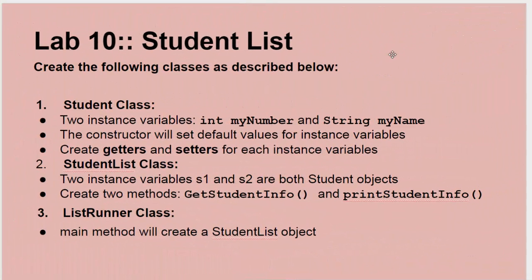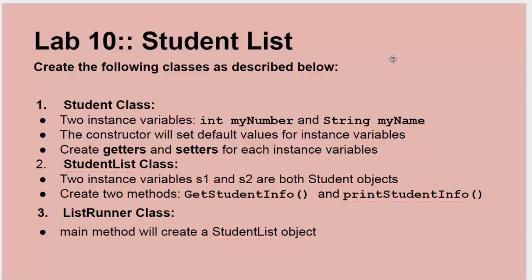This is Lab 10, Student List. In this lab, we are going to create a student class. A student class is going to have two instance variables, an int and a string. We're going to have a constructor which will set the default values. And finally, we're going to create getters and setters for both of the instance variables.